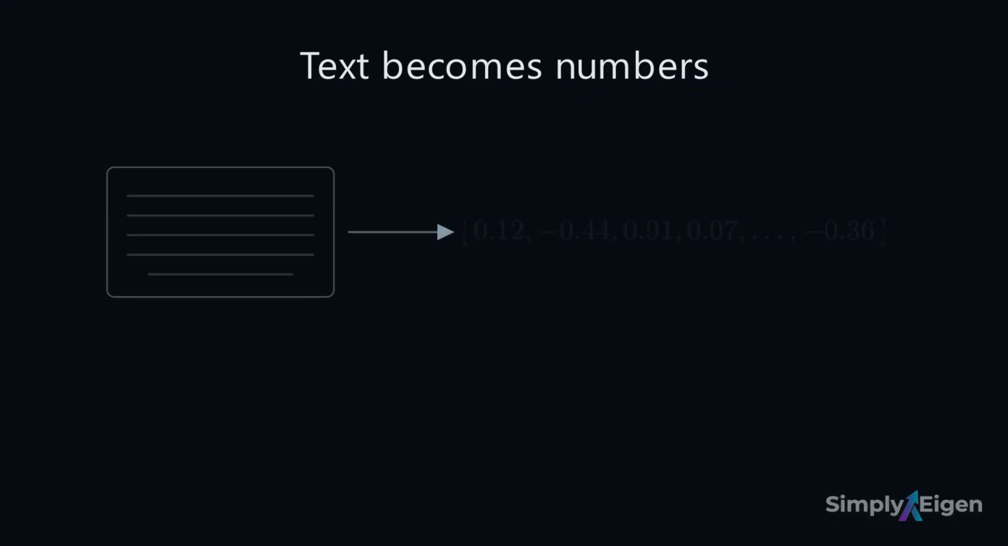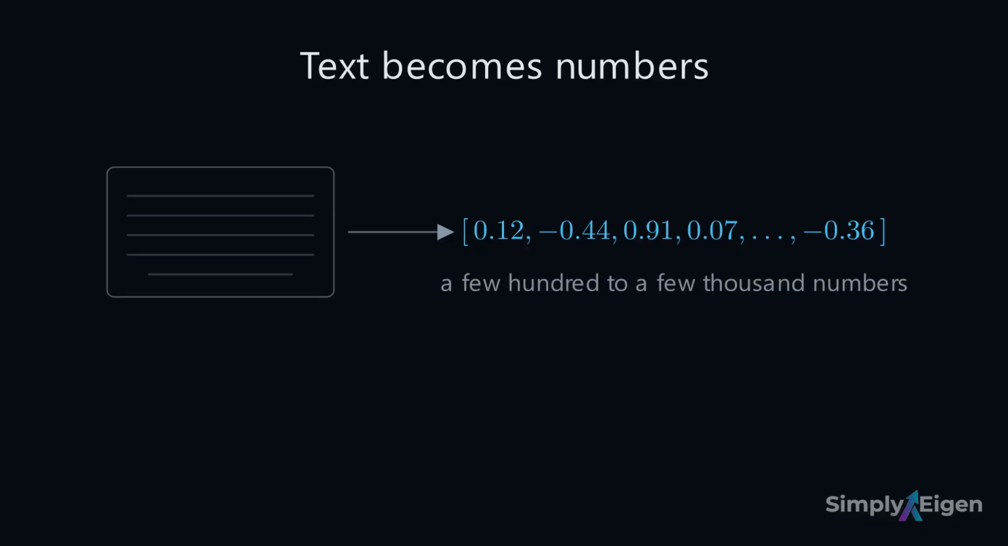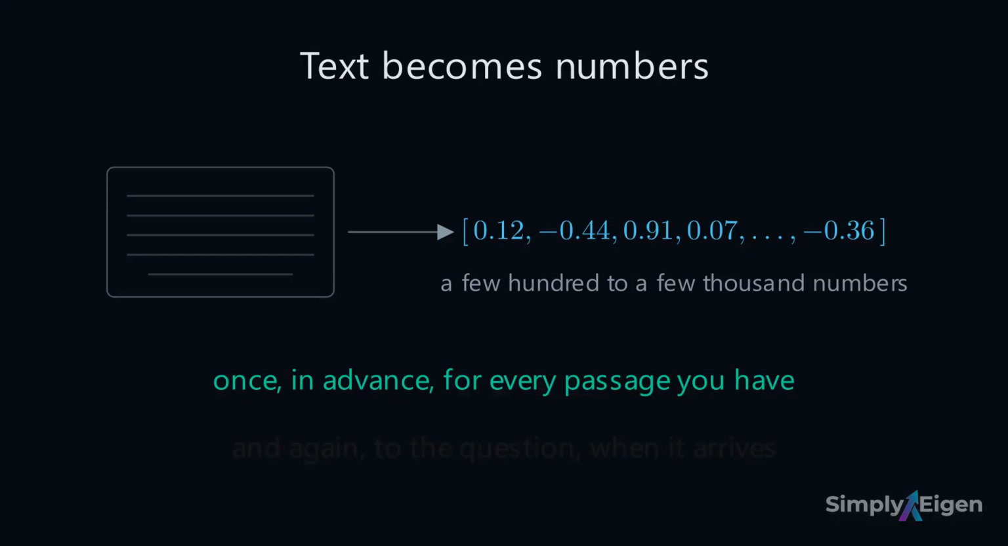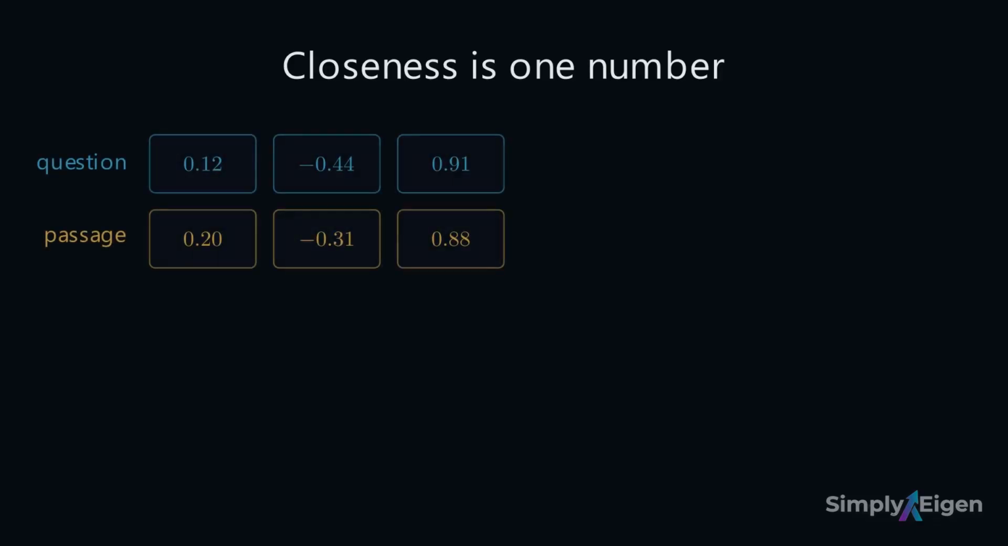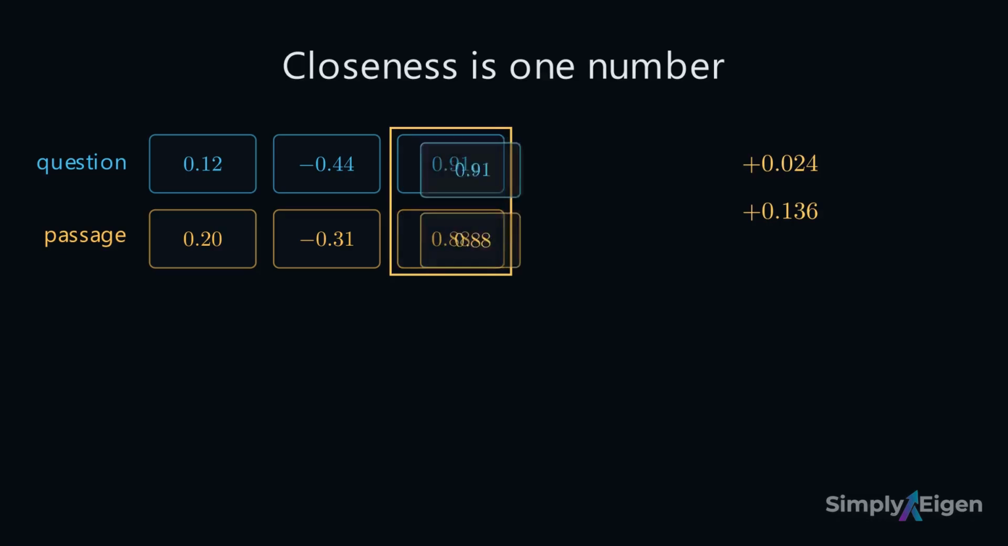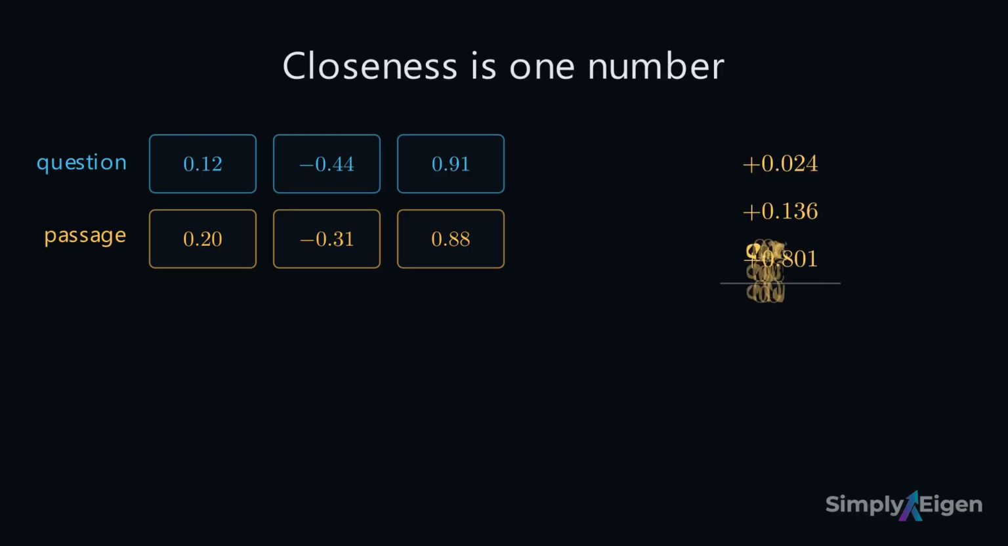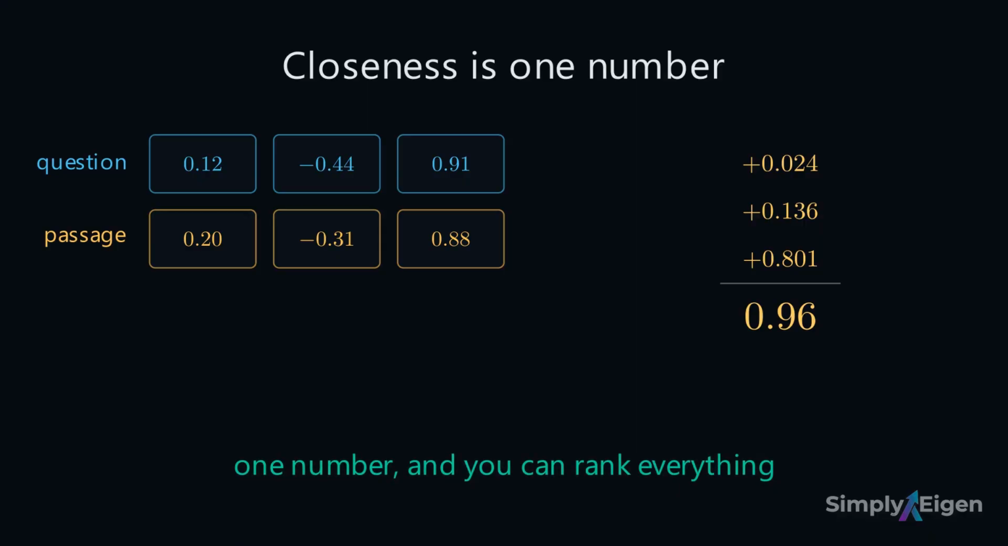A model reads a passage and produces a long list of numbers, a few hundred to a few thousand of them, that stands for that passage. Do it once, in advance, for every passage in your files. Then do it to the question when somebody asks it. Now, closeness. Multiply the first number of the question by the first number of the passage, the second by the second, all the way down, and add up everything you got. That is the dot product. The larger it comes out, the more alike the two pieces of text are, and if you scale both lists to the same length first, that single number is all you need to rank every passage you have.